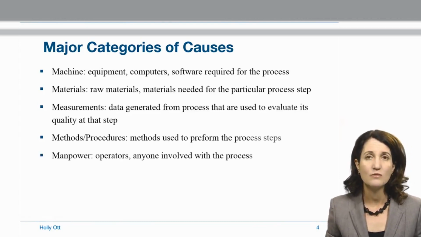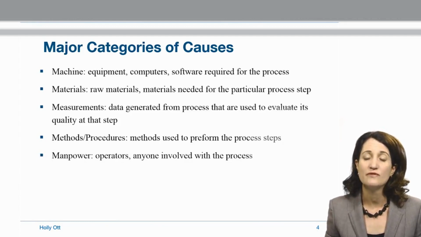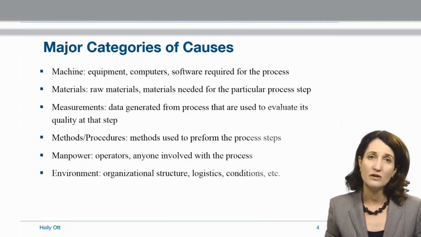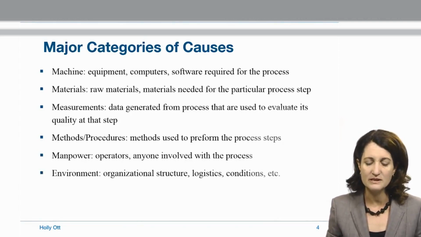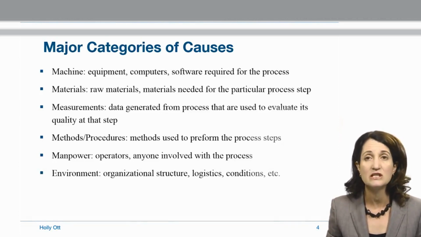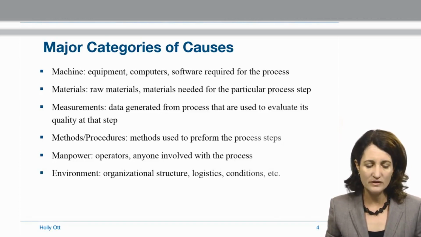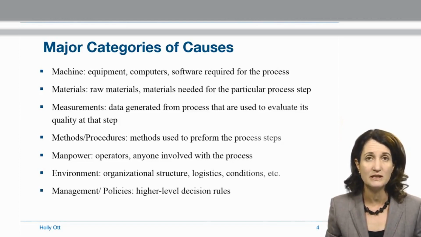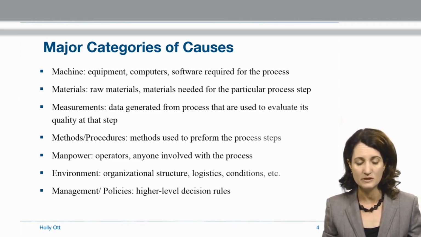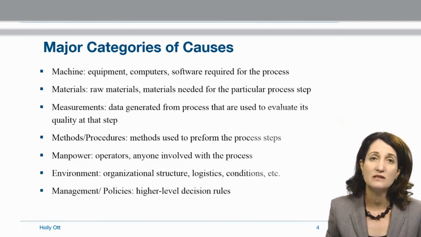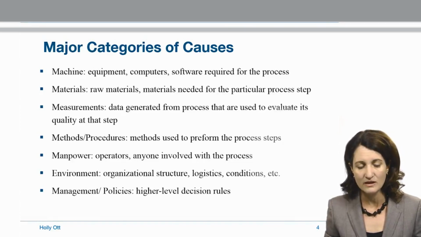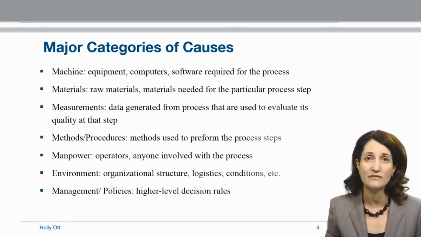By manpower, what we're talking about is the human factor, operators, anyone involved in that process. The environment, here we're talking not only about the environment, but also the organizational structure, the logistics, the conditions. And often you see, for example, management included in this list. Management, policies, higher level decision rules, things that are maybe a little bit outside of the control of the process, but that definitely affect the process.